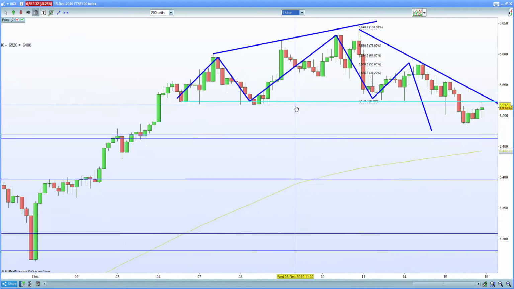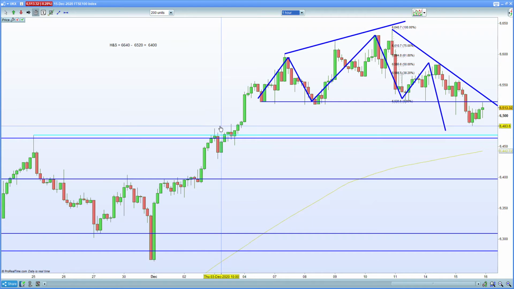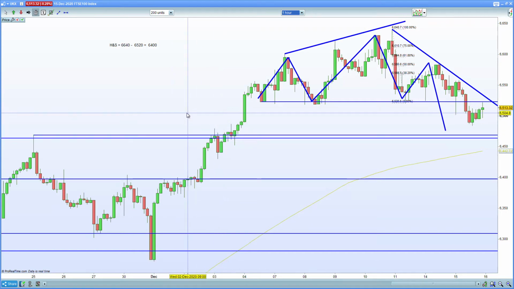Now, I did highlight to you yesterday that you have this H&S formation with an H&S target of 6400. The pivot low for the day was around 6480, and as you can see here, we've broken the actual neckline now. So the neckline is at 6520, provided we remain below that. Okay, and we are now looking at a lower low and a lower high.